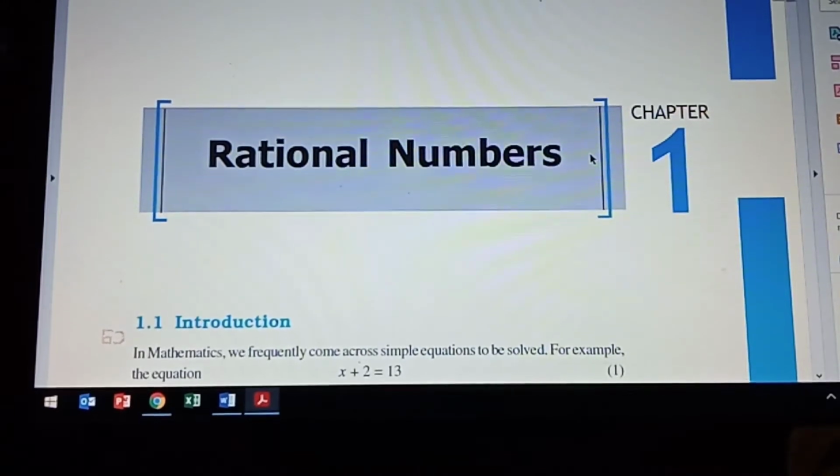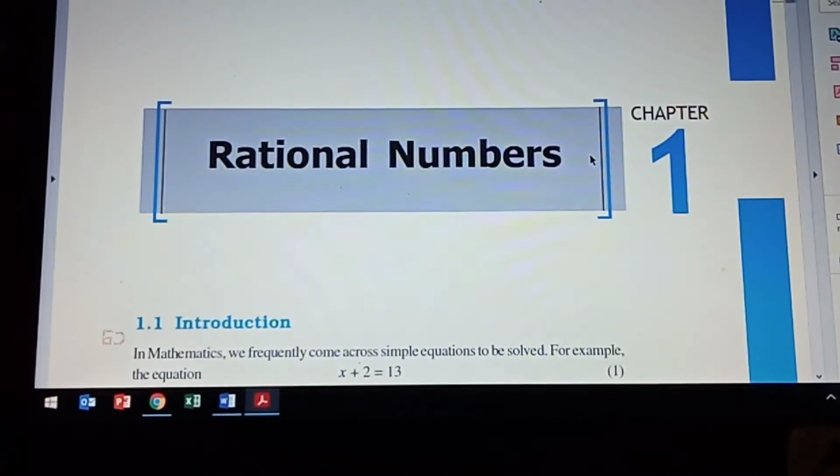Okay, just now I am beginning this topic. Please be focused on it. Okay, the first chapter is the rational number.